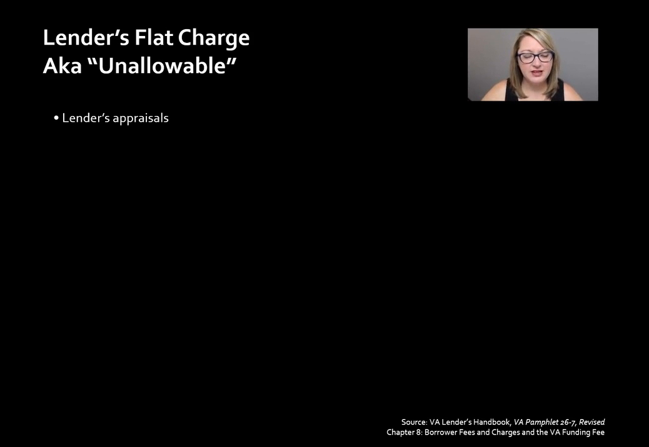Lender's appraisals. Now that's confusing right out of the gate because you have to have a VA appraisal most of the time unless it's a streamlined refi. But this is not talking about the initial VA appraisal. What this is talking about, if there's a situation where the lender wants to have a second appraisal done or a second reconsideration of value after the first VA appraisal, they can't charge the veteran for that. So that's what that one means.